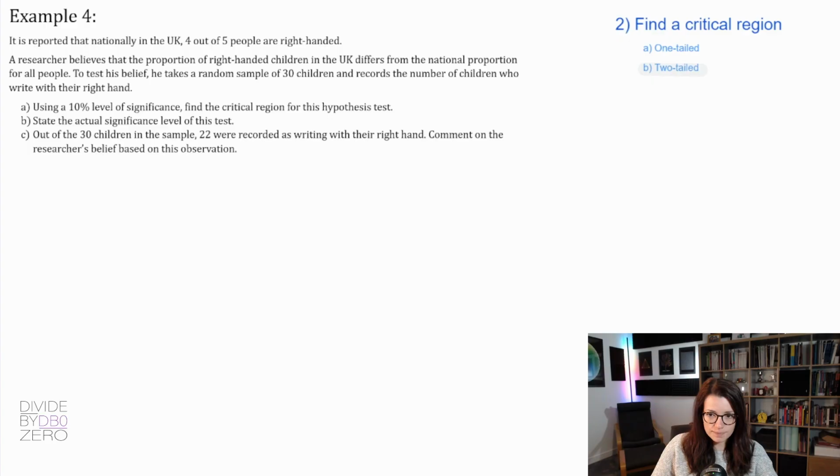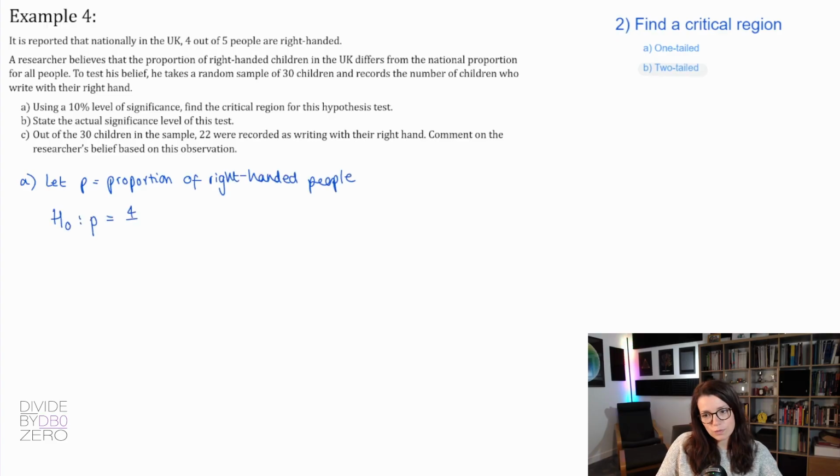So again, for this one, I'm going to define what P is first. Let P be equal to the proportion of right-handed people. H0: P is equal to 4/5, just like the national proportion. And then H1: P is not equal to 4/5. Again, not equal to because we're just told that the researcher believes that the right-handed children proportion differs from the national proportion. And because it's two-tailed, we need to divide our significance level by 2 again. So 0.1 divided by 2, 0.05.